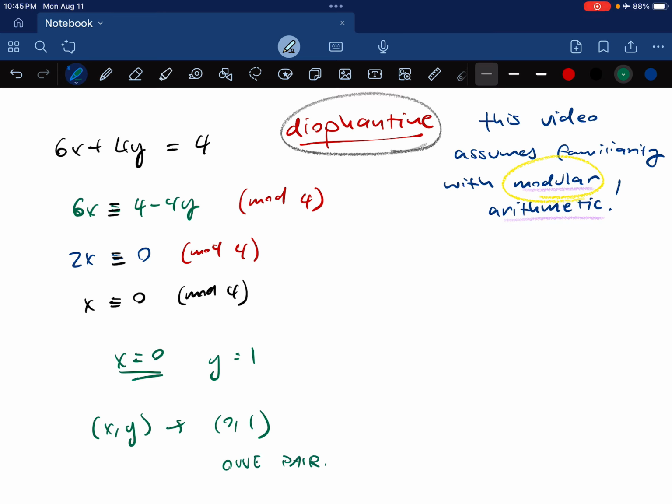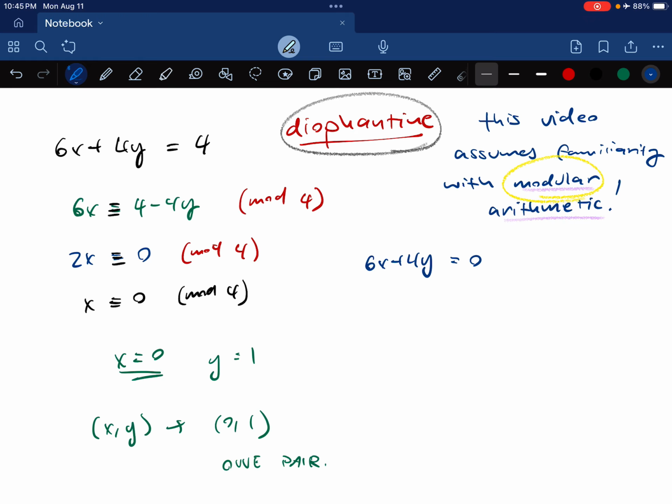Okay. And so how can we find the other pairs of solutions, or how can we express this in a way where it encompasses every single solution? Well, let's consider this equation. What about 6x plus 4y equals 0?